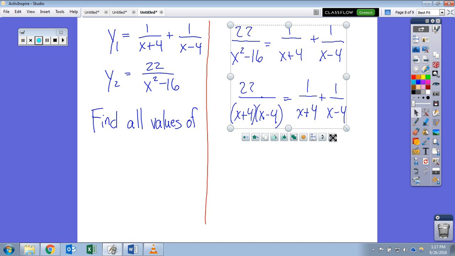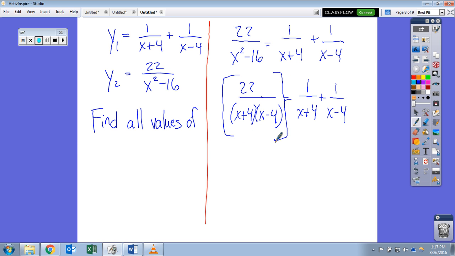Right now, we're going to multiply this side and this side by what we said, this whole thing right here: x plus 4, x minus 4. I'm sorry to write on the blue. Over here, we're going to multiply x plus 4, x minus 4. I know it's really badly written, but I'm saying x plus 4, x minus 4.